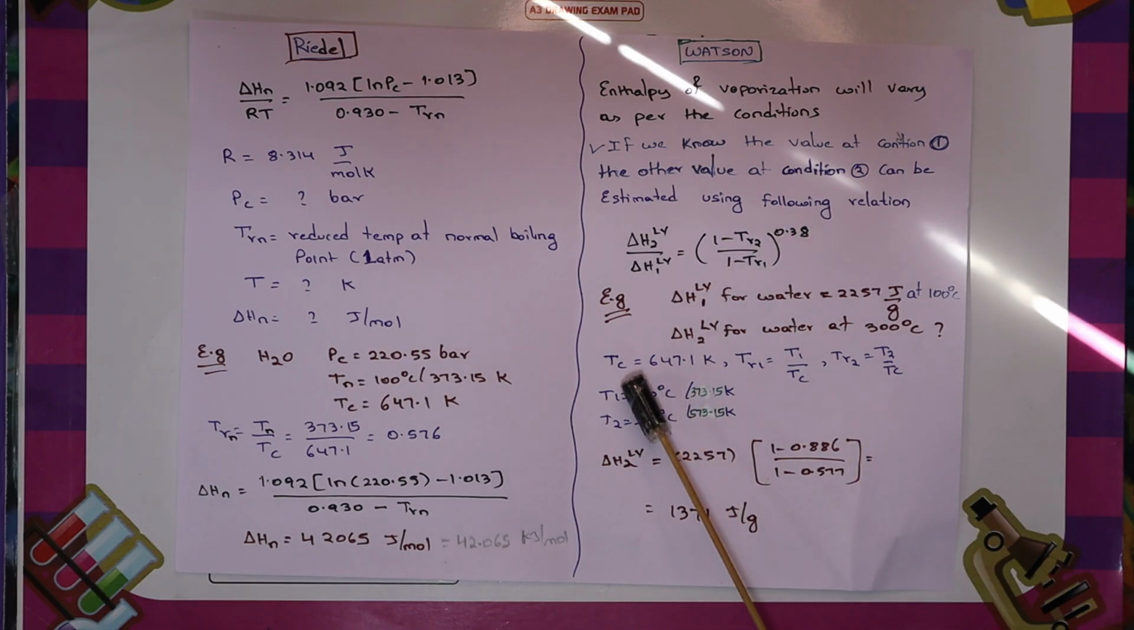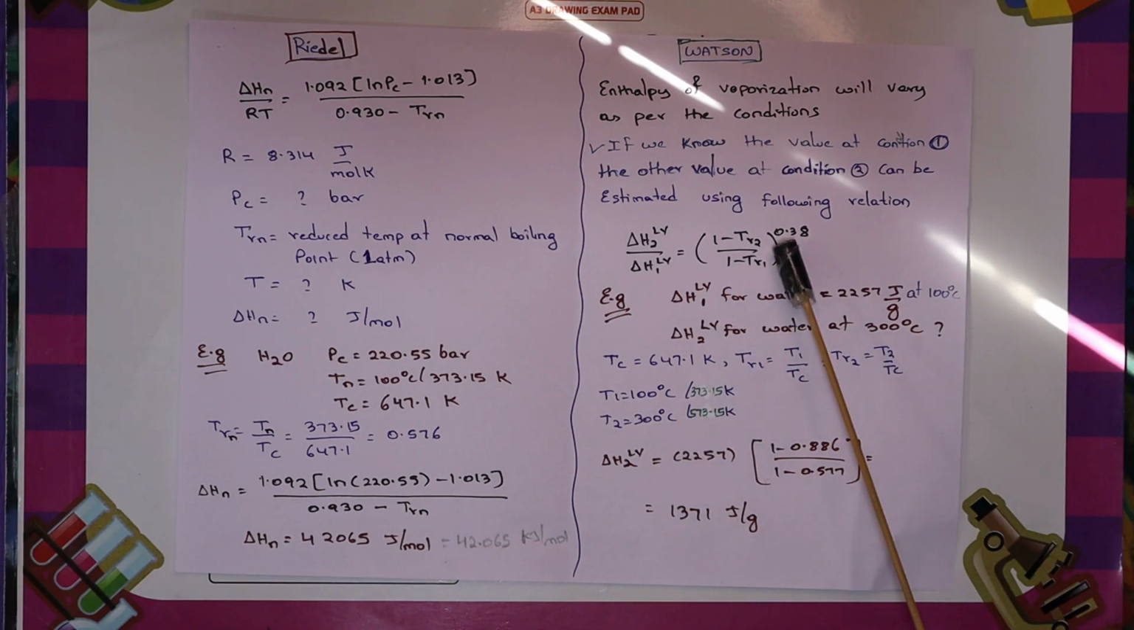First of all, you should know the critical temperature. The critical temperature of water is 647.1. T_r1 is T1 by Tc and T_r2 is T2 by Tc. So T1 equals 100 degrees centigrade and T2 equals 300 degrees centigrade. Simply substitute the respective variables, and finally the enthalpy of vaporization at 300 degrees centigrade is 1371 joule per gram.